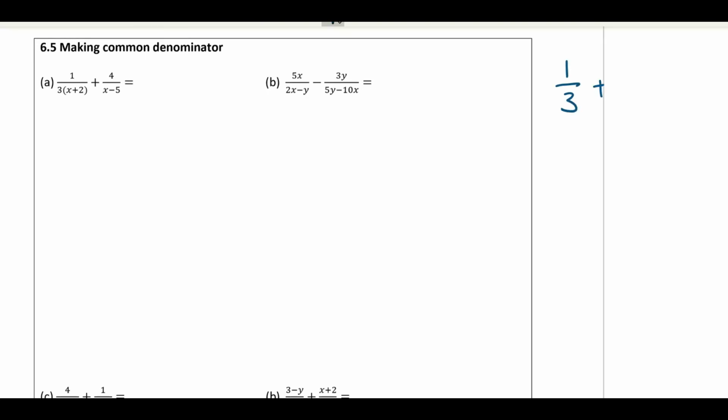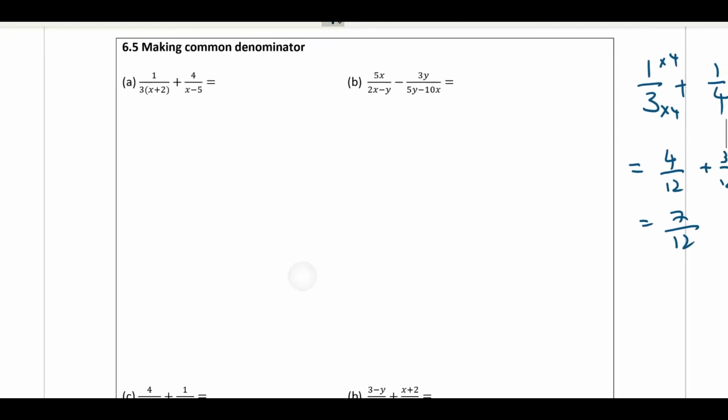when you have 1 over 3 plus 1 over 4, you all know what to do, because you know, oh, this one must times 4, this one must times 4, this one must times 3, this one must times 3, so that the denominators are the same: 4 over 12 plus 3 over 12, then you can add to become 7 over 12. In algebra, it's the same thing. We are just supposed to make the same denominator, then we can add together.